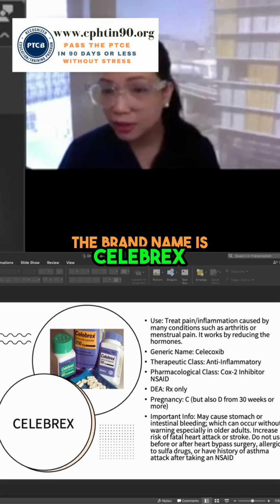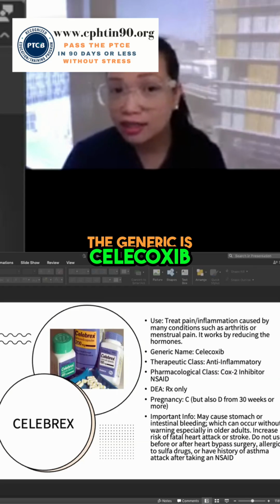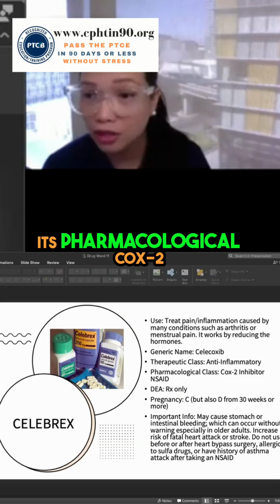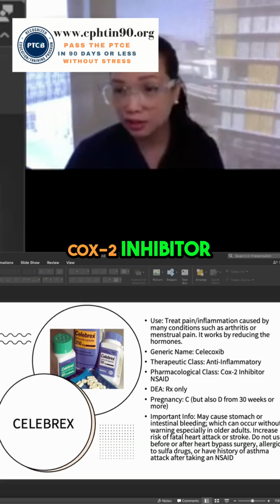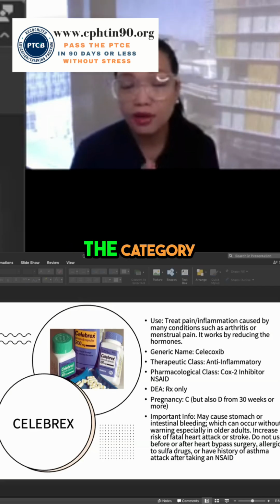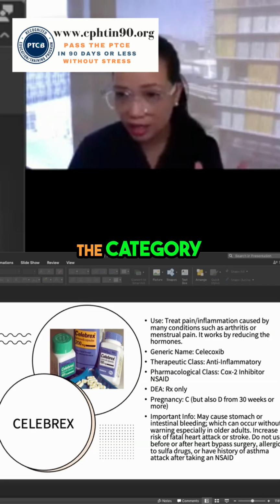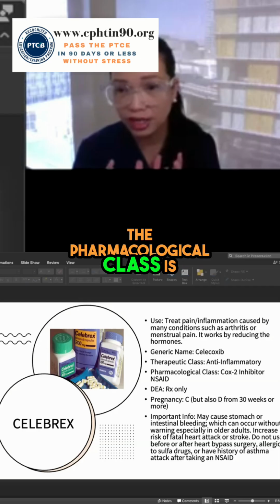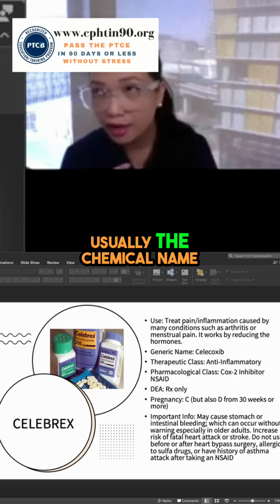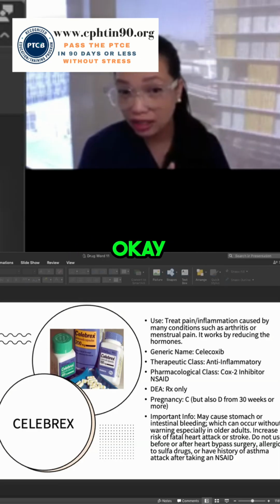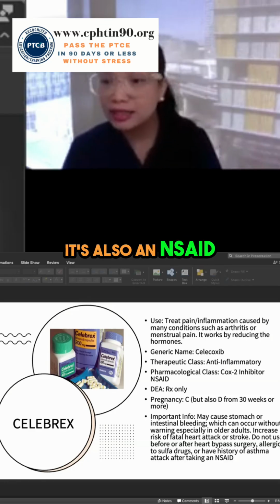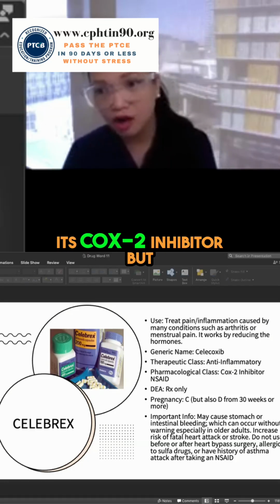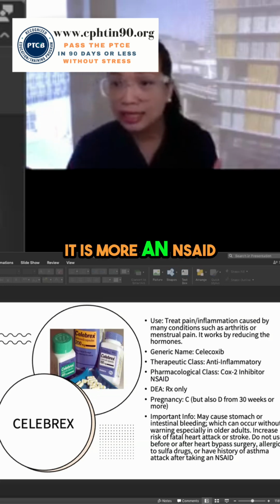The brand name is Celebrex. The generic is celecoxib, which came from its pharmacological class, COX-2 inhibitor. Okay. The pharmacological class is usually the chemical name of the drug. Okay, that's why COX-2 inhibitor. It's also an NSAID. To be more specific, it's COX-2 inhibitor, but it is more an NSAID.